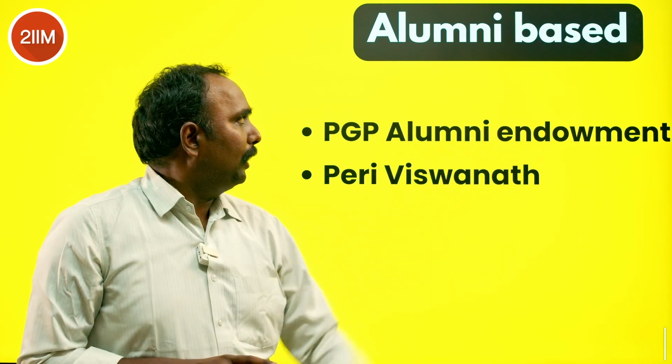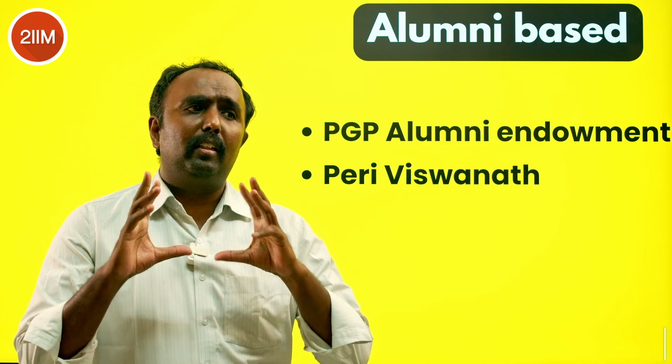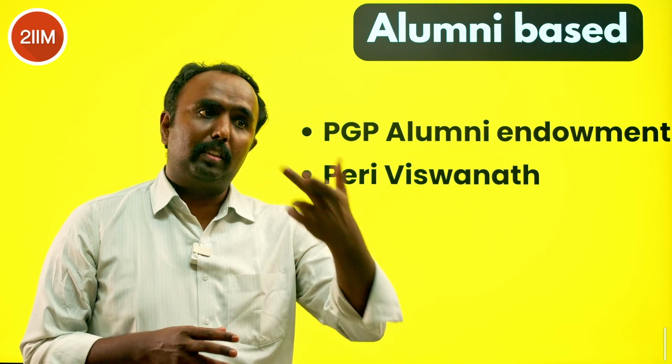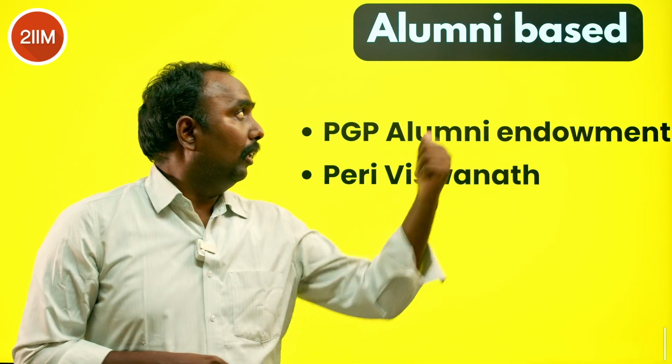So the first one is PGP Alumni Endowment of IIM Ahmedabad. You would be given 1.75 lakhs per annum. That is 3.5 lakhs in 2 years together. That is the amount that you will be able to get using this.